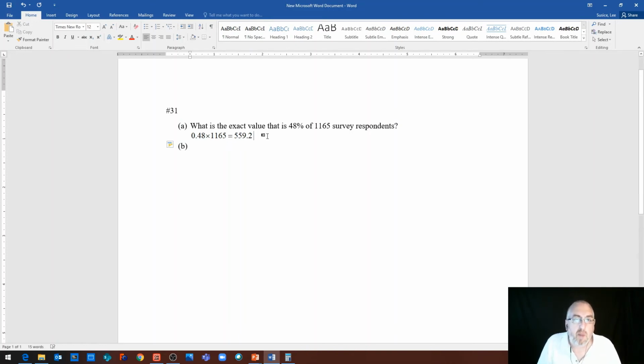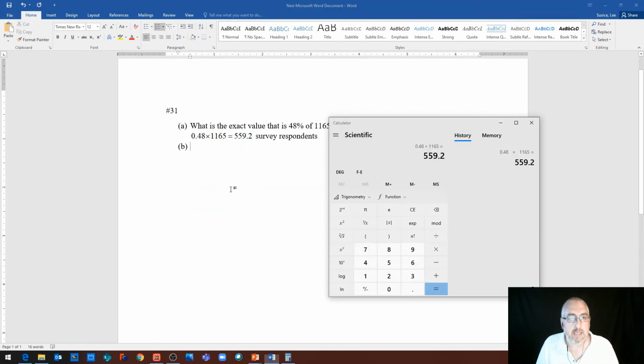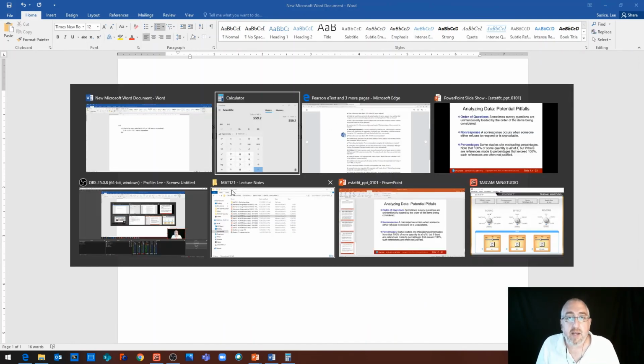Now, if we want to be a little bit technical, it didn't say if we wanted to put units on the answer or not, but if you wanted to put on units, you could. So you could say respondents or survey respondents. Units are pretty important in most cases, so you want to try to get into the habit of always putting units on your answers. Sometimes that could be a little bit of a stickler when it comes to that. So, all right, so that is your first question.